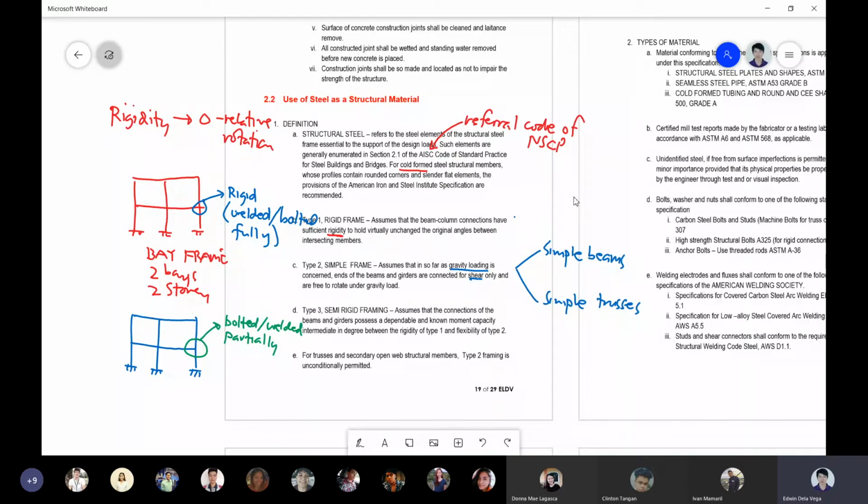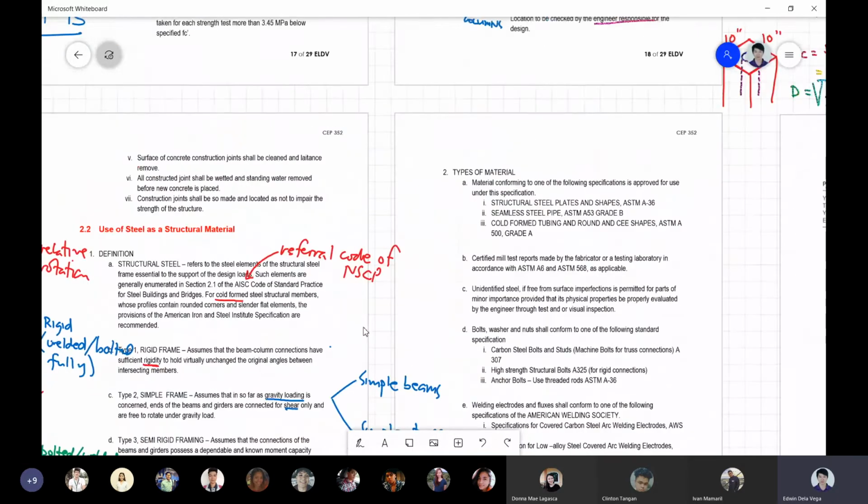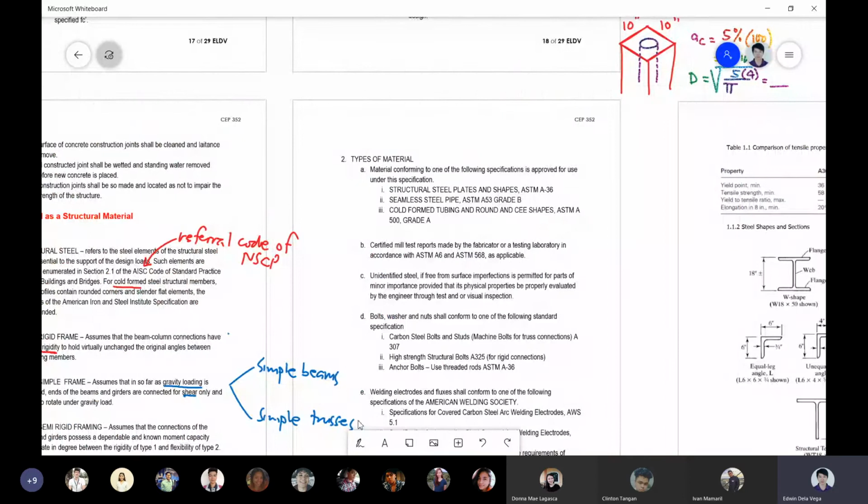So that's the first slide. Any question on the types of structural steel frames? Okay, no questions? No questions? Sir. Okay, so respond naman, you're just sitting there.